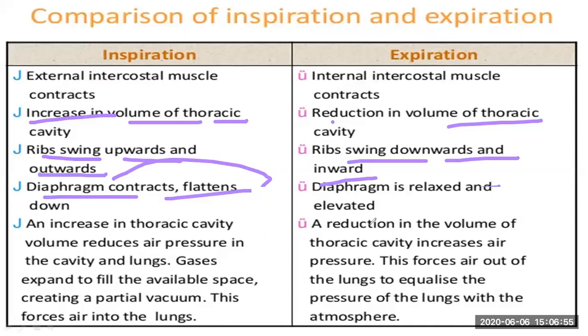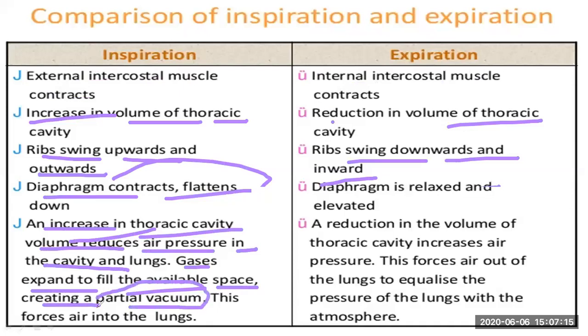Now next you can see that when the thoracic cavity volume increases, the air pressure in the cavity of the lungs decreases, and gases expand to fill the available space, creating a partial vacuum. Where is the vacuum created? The vacuum is created inside the lungs, and this forces air into the lungs. Now air will reach into the lungs.